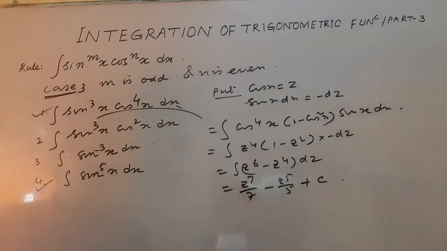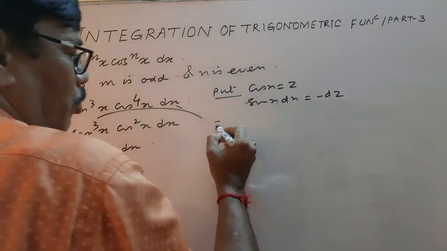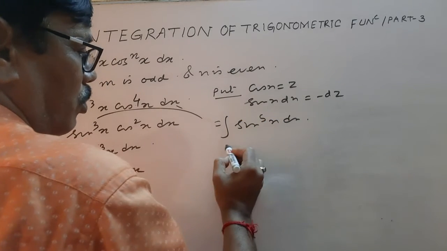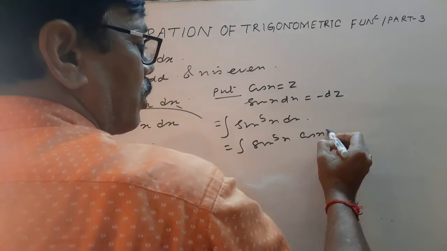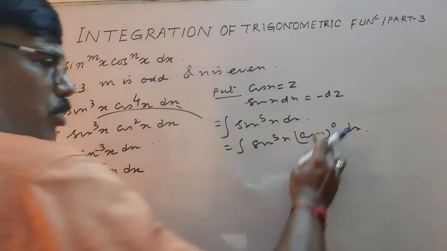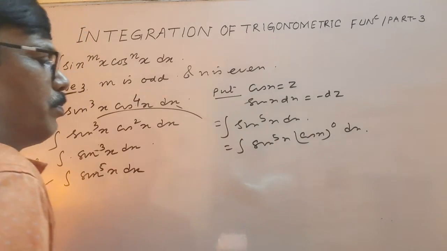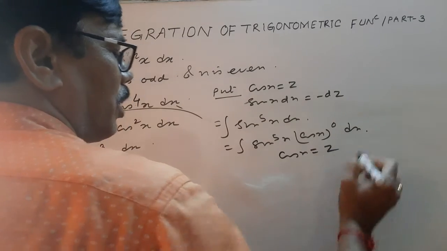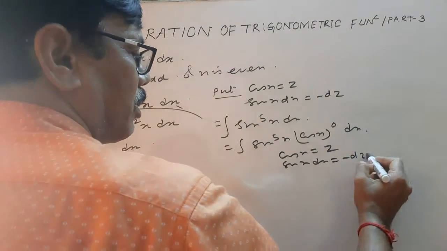So sin to the power 5x dx. Sin to the power 5. So no cos. So sin to the power 5x, actually cos x to the power 0 dx. No need of writing it. So power of cos x is even. So cos x equals z. So sin x dx equals minus dz.